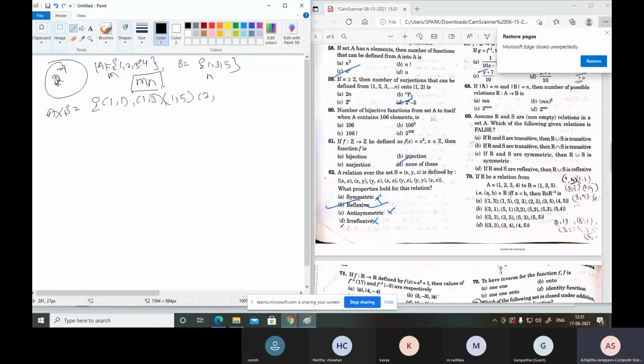Here 1, 1, next 1, 3, 1, 5, next 2, 1, 2, 3, 2, 5. Next 3, 1, 3, 3, 3, 5. Next 4, 1, 4, 3, 4, 5. So these are the pairs. Now here R equal to what? That is given. Here R is like this: (a, b) belongs to R where a is less than b.